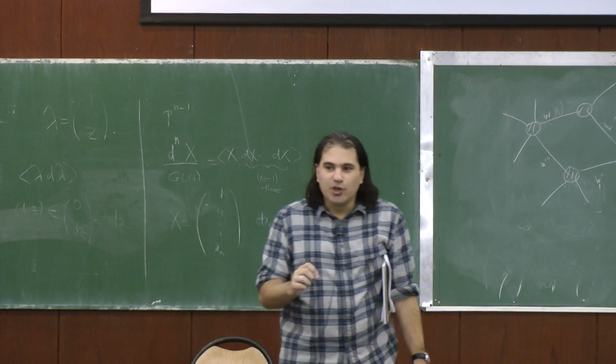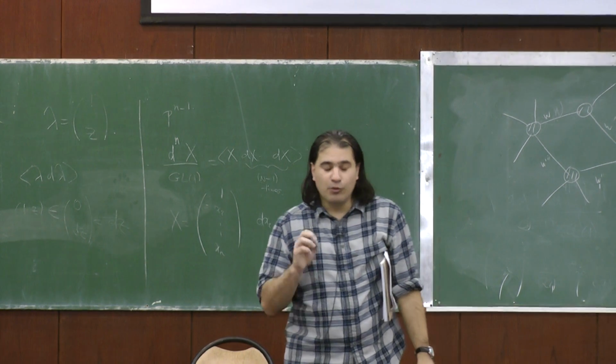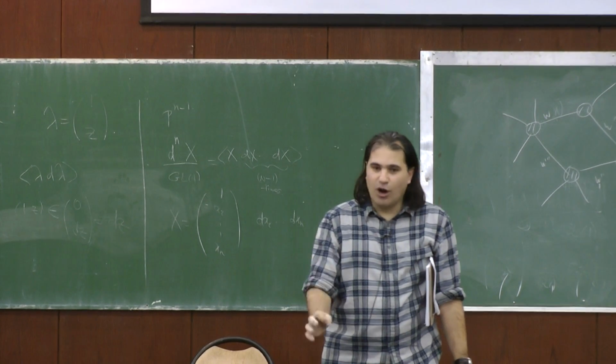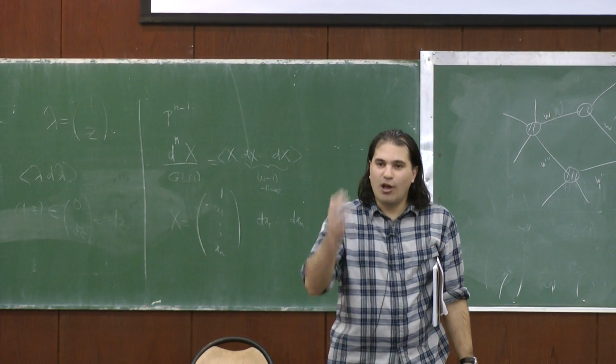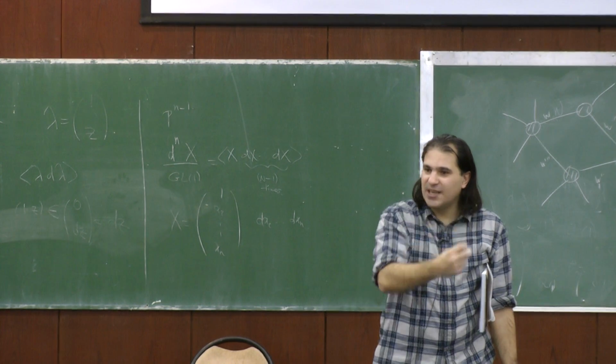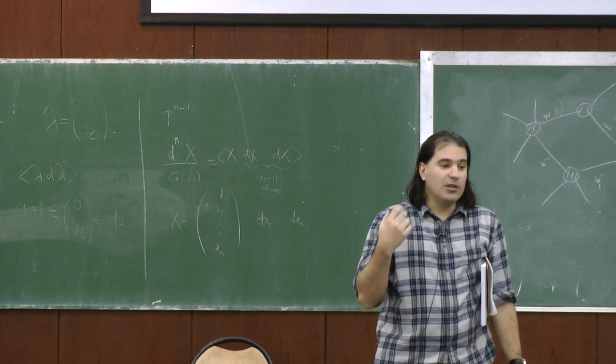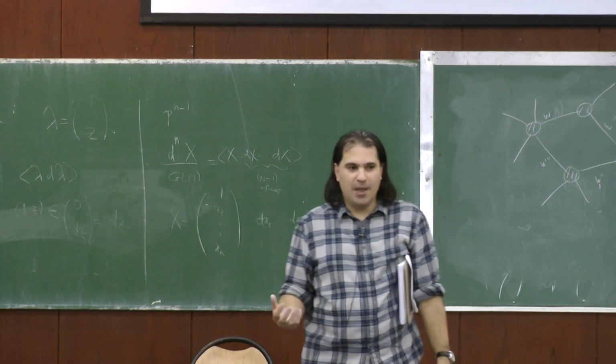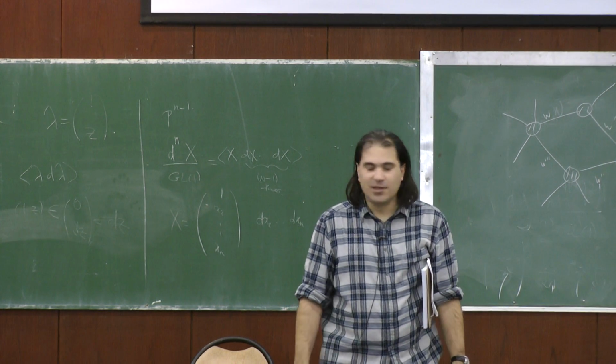So these residues of the loop integrand, which are just doing the actual loop integral on different contours of integration, different natural contours that pick up the singularities, have a name: they're called leading singularities. How do you compute leading singularities?